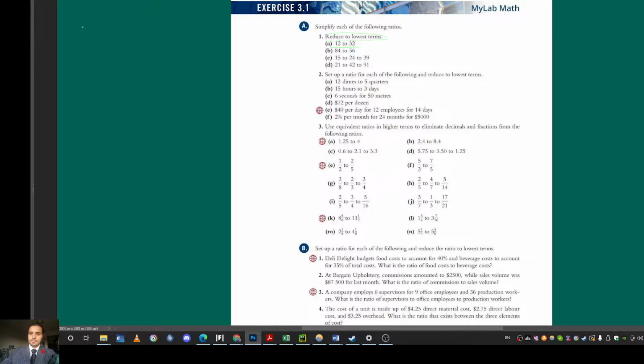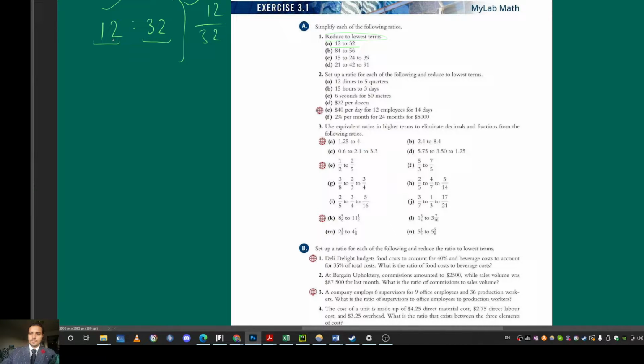So 12 to 32 can be written as 12 ratio 32, which is basically saying the same thing as 12 over 32. So if I have to reduce either this or this to lowest terms, all I have to do is find a common factor. Already I can see that 12 and 32 are even numbers, and even numbers are divisible by 2, right? So if something is divisible by 2, then it's an even number, and if it's an even number, it's divisible by 2.